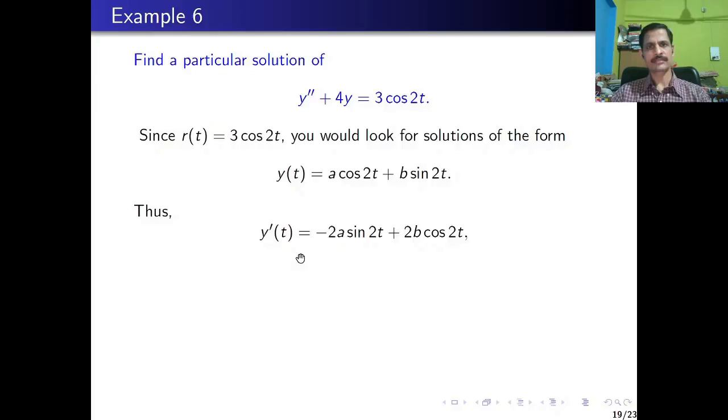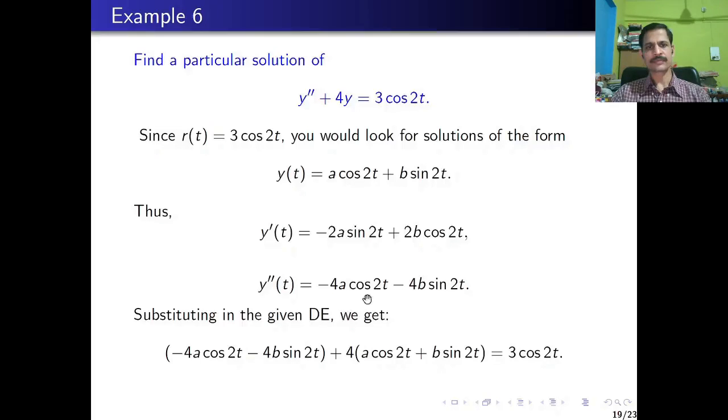Thus, y prime t is equal to minus 2a sin 2t plus 2b cos 2t and y double prime is minus 4a cos 2t minus 4b sin 2t. Substituting in the differential equation, we get this expression. So what you have done is y double prime this expression and y prime this expression and y is this expression you have substituted in this equation.